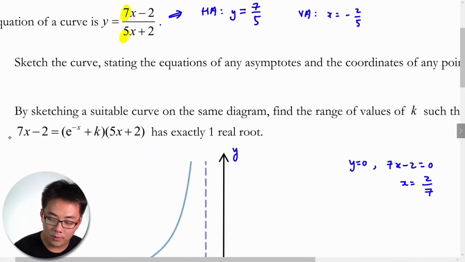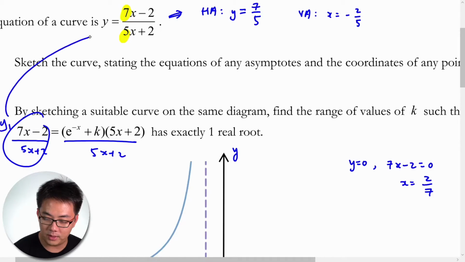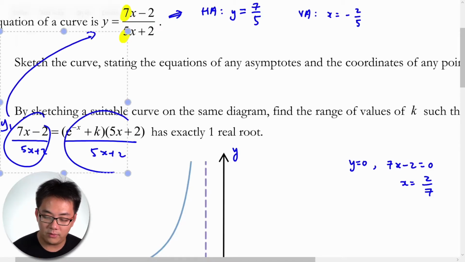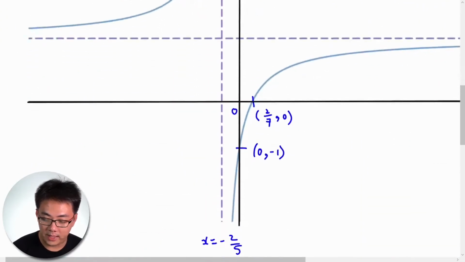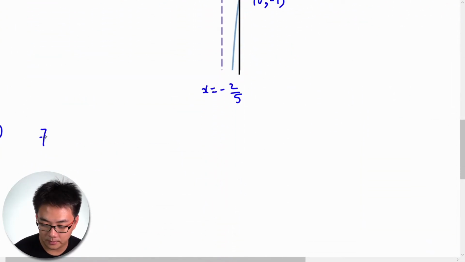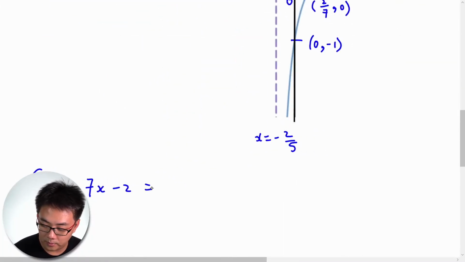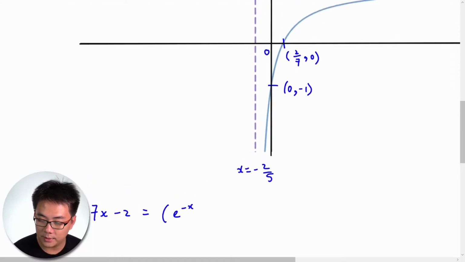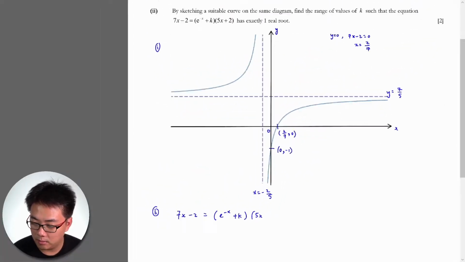I think what we need to do is just divide both sides by 5x plus 2. Correct, just divide, so that this will just be y1, which is this graph here. Whatever is on the other end will just be y2. So 7x minus 2 equals e to the minus x plus k, and this will be 5x plus 2.